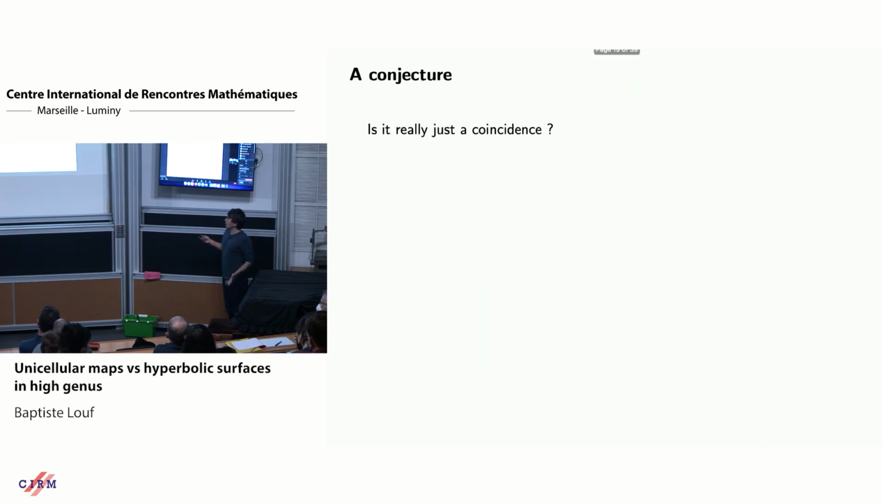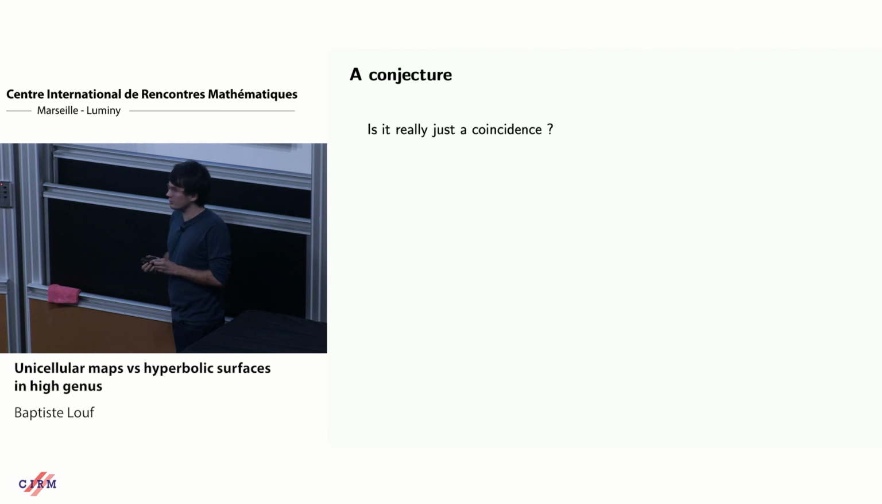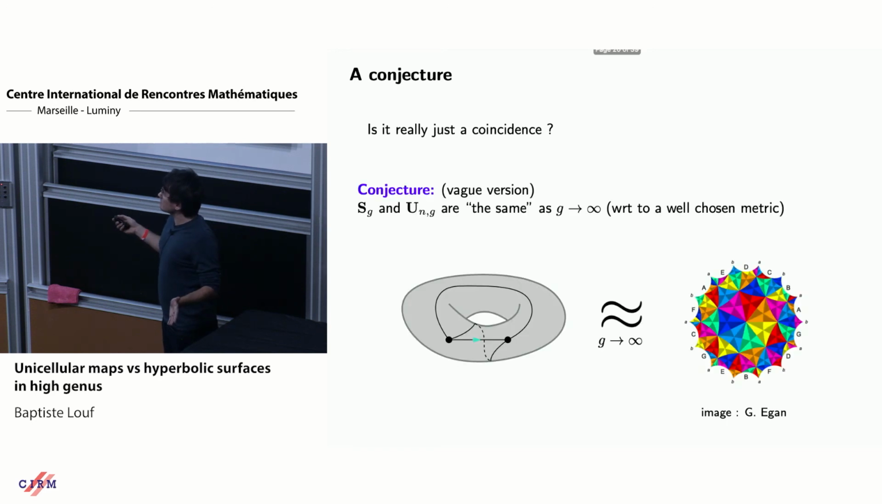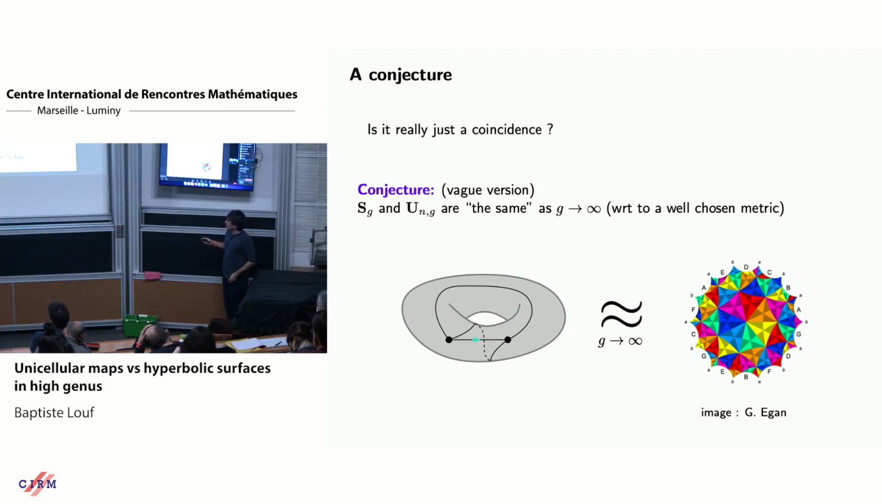And so this is a coincidence, but is it really just a coincidence? I cannot say for sure it's not just a coincidence, but I want to have faith and I want to explore it at least. It's not totally absurd to think there's a relationship between these two things, because they're two models of geometry of surfaces in high genus. So roughly speaking, our conjecture is that those two models, as the genus goes to infinity, are the same. This is very vague, but you need to have a well-chosen metric and so on and so forth.